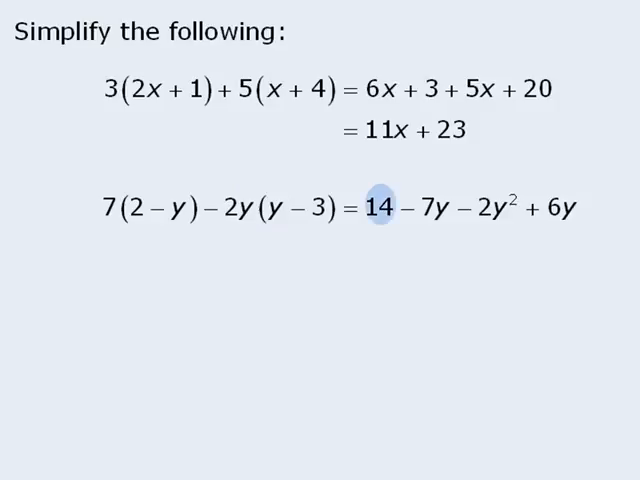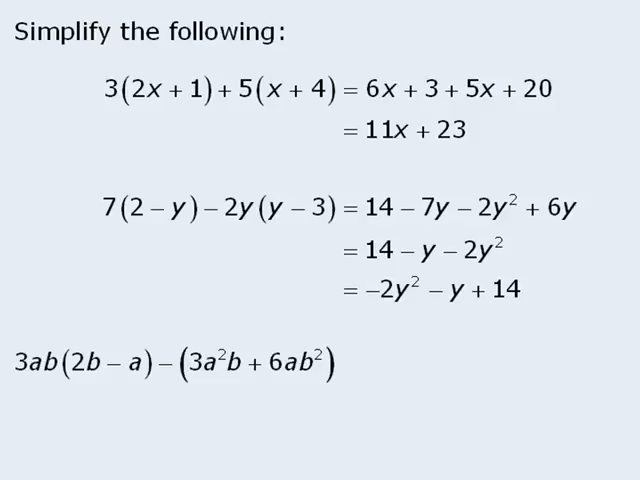Since we have no other constant terms to combine with 14, we will leave that as it is. Next we have negative 7y plus 6y, which equals negative 1y, or minus y. And finally, we have no other terms to combine with negative 2y squared, so we'll leave that as it is. Please note that we can take these terms and move them around to get negative 2y squared minus y plus 14. Okay, one last question.